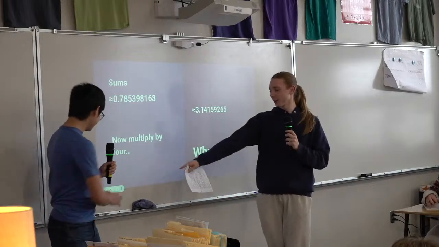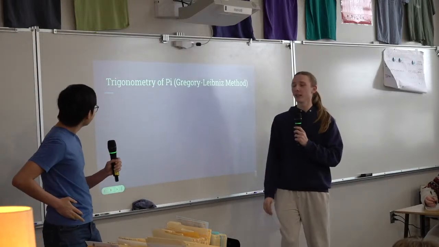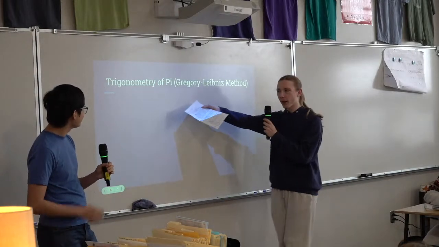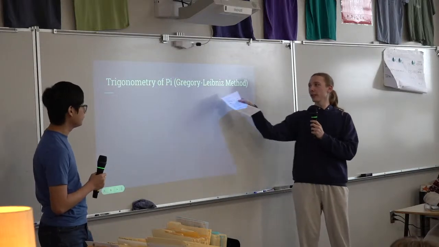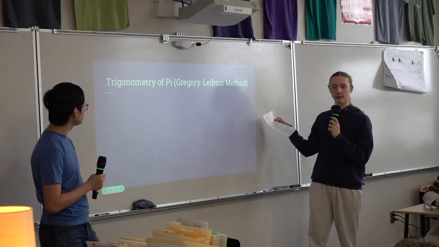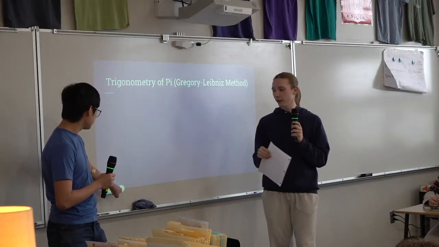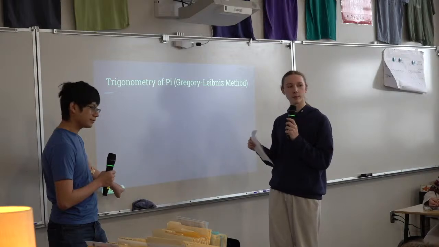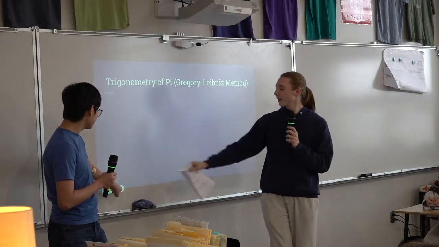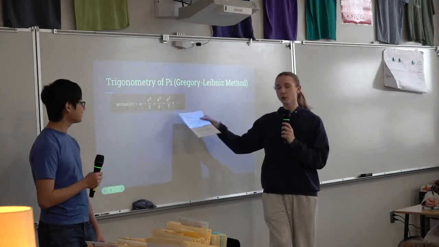Okay, so we're gonna move on. Raina is exactly right. So this is a little trigonometry of pi real quick. This is called the Gregory-Leibniz method for getting pi. Okay? Now I'm gonna try and avoid a whole lot of advanced calculus here. Advanced that some of us and most of the others are gonna get into soon. So just trust me on this.